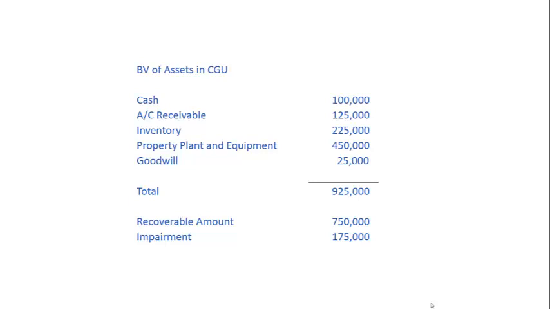So what you can see here is I have a balance sheet which comprises cash, accounts receivable, inventory, property, plant, equipment, and goodwill. Now, please note that the cash and accounts receivable are financial instruments, and so the valuation of those assets will be addressed there. Inventory is subject to an inventory standard, and AASB 136 is applied to property, plant, equipment, and to goodwill. What we can see here is that we have assets which have a total value of $925,000.